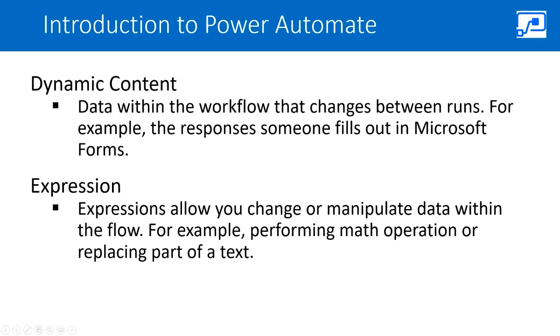Inside of a flow, there are a couple of different terms that are used to describe different types of data that can be used. The first is dynamic content. Dynamic content is data that changes between runs of a flow. For example, the responses that are submitted from a Microsoft form would be dynamic content, as they would change depending on what someone filled out in the form.